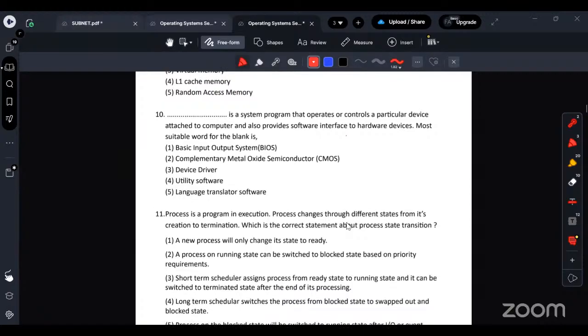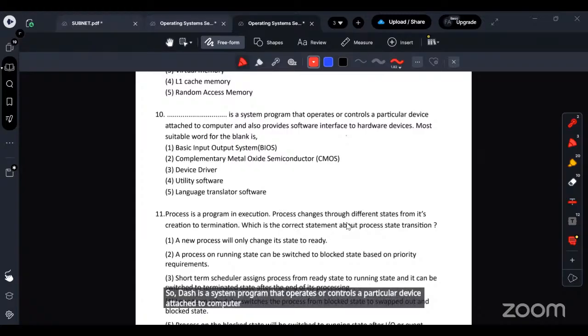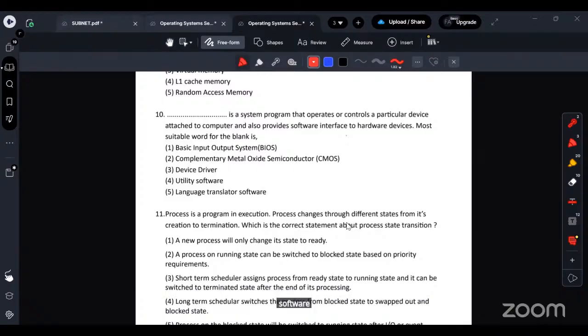Okay. So dash is a system program that operates or controls a particular device attached to a computer and also provides a software interface to hardware devices. Most suitable word for the blank is what? So it operates or controls a device that is attached to the computer, and it also provides a software interface to hardware devices. What is it? Another easy question.